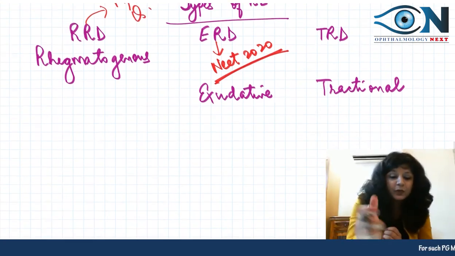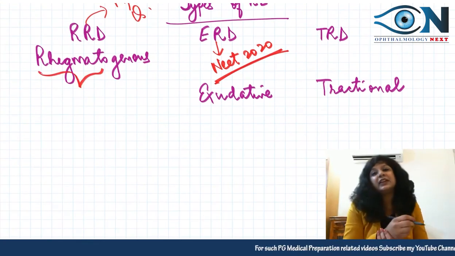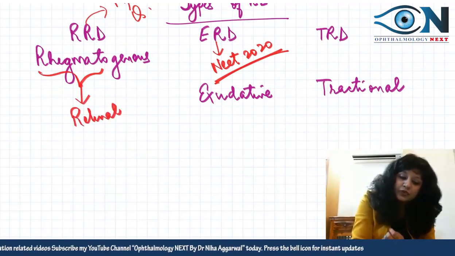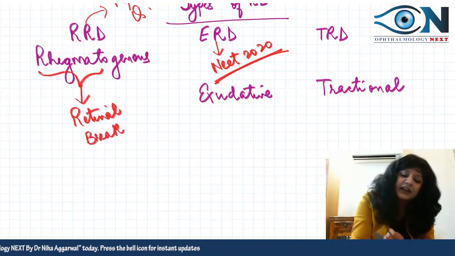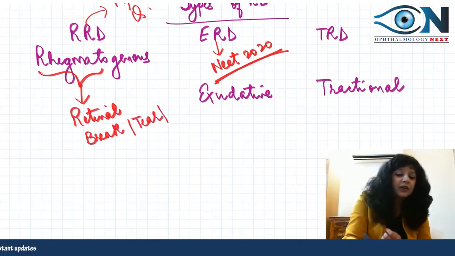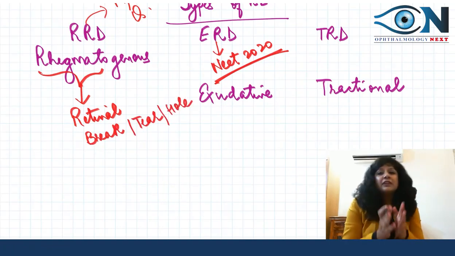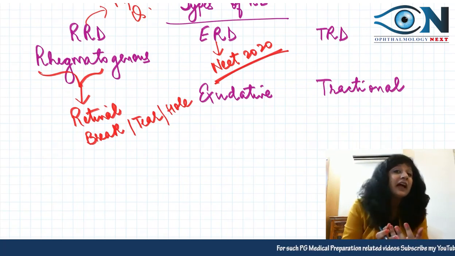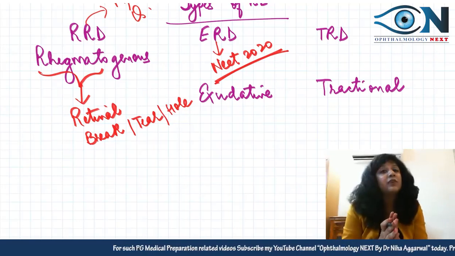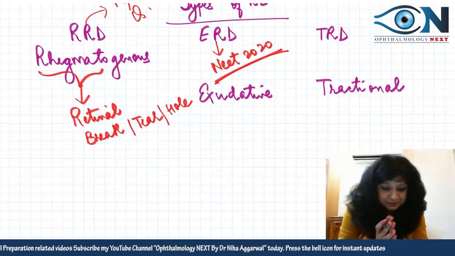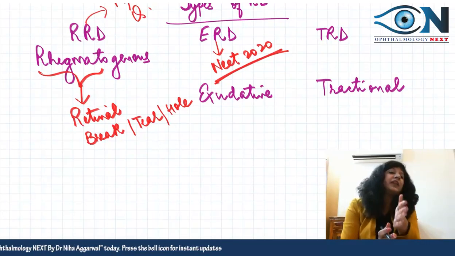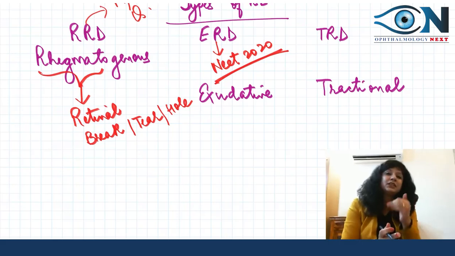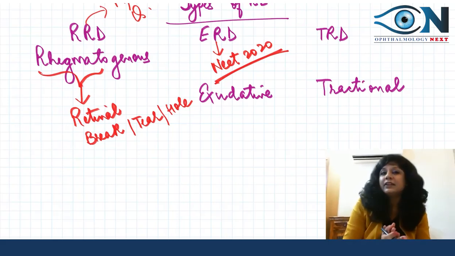Now if you split the words, it is rhegmatogenous retinal detachment. Now what is the meaning of rhegma? Rhegma means a break. So here the main keyword is a retinal break, retinal tear, or I can say a retinal hole. So whenever in the question you read about a retinal hole, a retinal break, or a retinal tear, that means they are talking most probably about rhegmatogenous retinal detachment. So basically this RD is related to a break or a hole in the retina. Most of the time this break is actually leading to the retinal detachment.